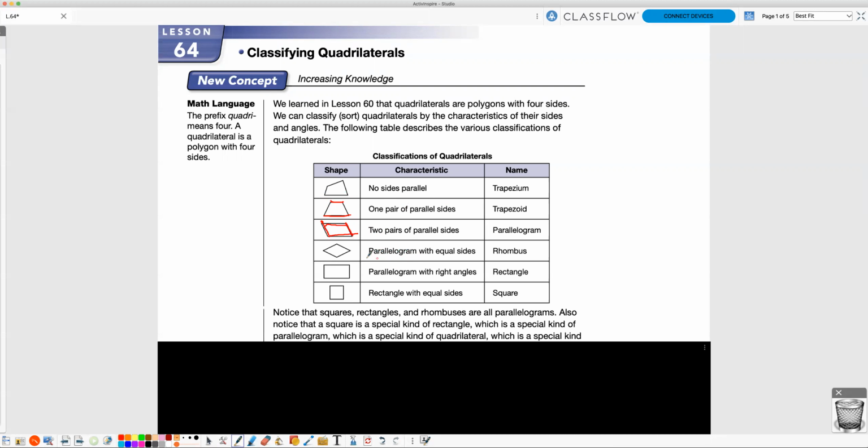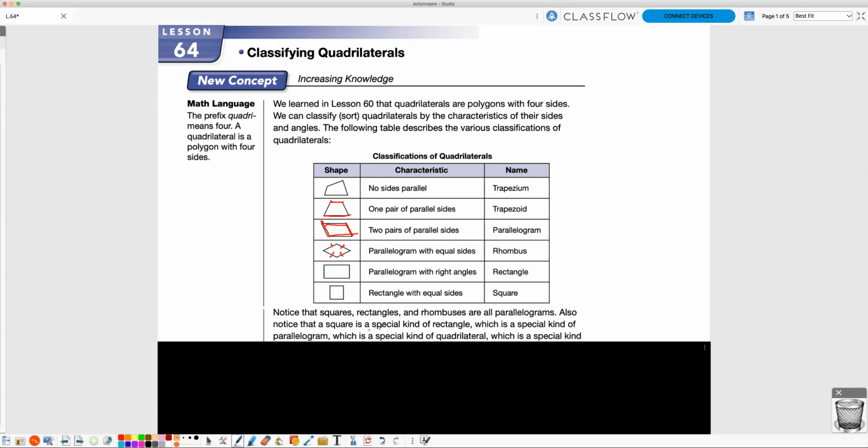There's a rhombus, which is a parallelogram with equal sides. That means each one of these sides is the same length. There's a parallelogram with right angles called a rectangle that we're most familiar with. And a rectangle with equal sides has a special name, a square, that you're very familiar with. Notice that squares, rectangles, and rhombuses are all parallelograms, every single one of them.